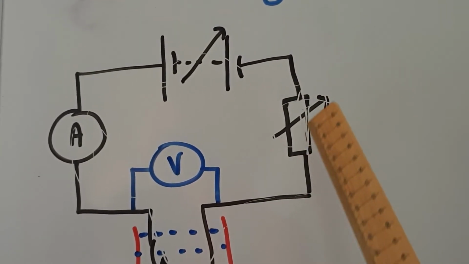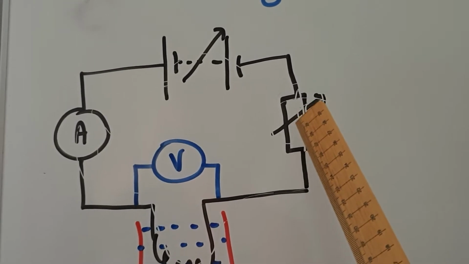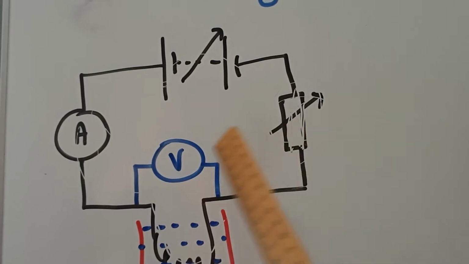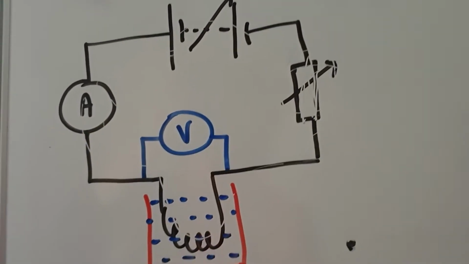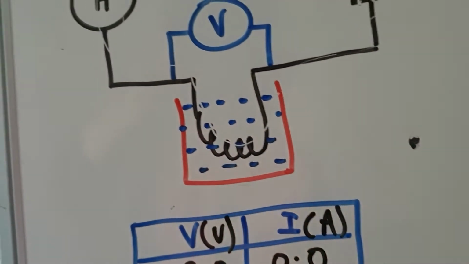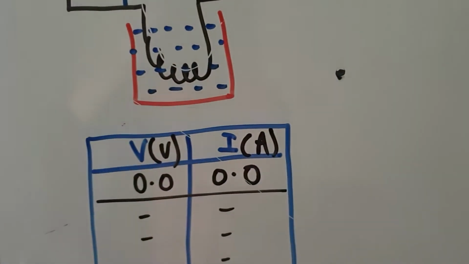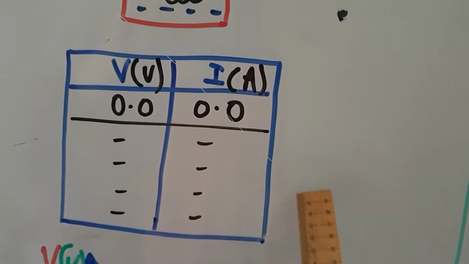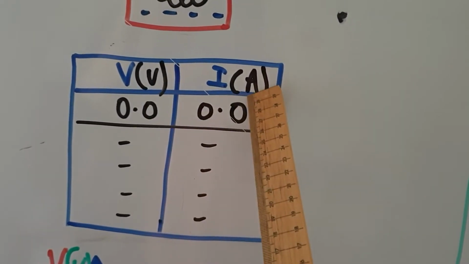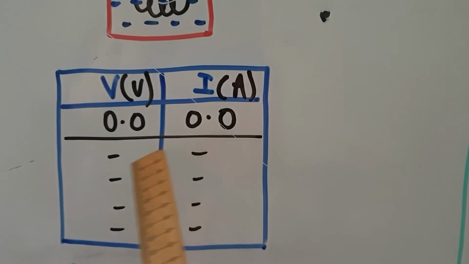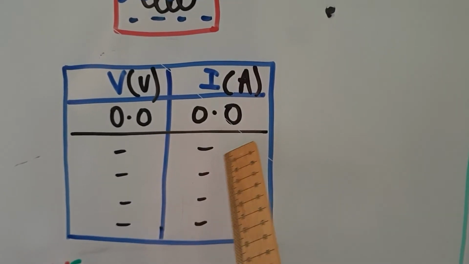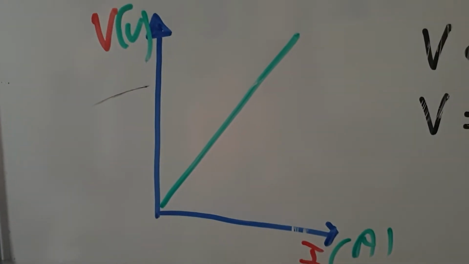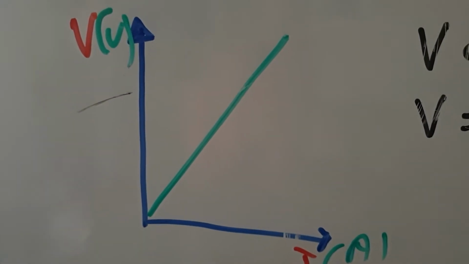So what we are doing is for different sized currents, we are measuring the voltage. So every time you move the slider up, you measure the current and you measure the voltage. And then what we do is that we record those readings. So you record the readings on a table like this: voltage and current, voltage measured in volts, current measured in amps. So once you have values for voltage and current, if you plot it on a graph of voltage against current, you end up with a straight line graph like this.